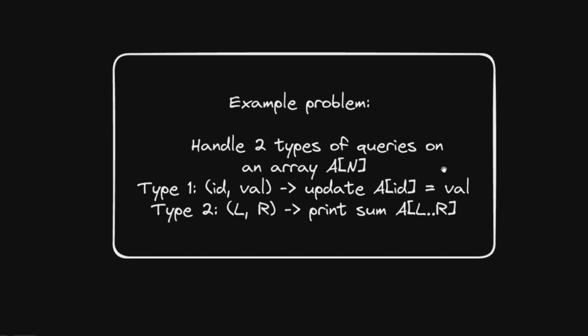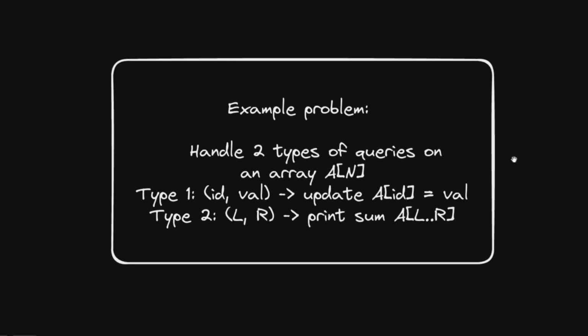So this is a simple problem. As you can see, we need to handle two types of queries on an array of size n. First type is a point update. We need to update the index id with the value, and for the second type we need to print the sum from the index L to R, the subarray from L to R. So this is a standard problem. This can be solved using segment trees, but for this video I just wanted to get a kickstart of how square root decomposition can be used in this, so that it can be helpful for other problems as well.